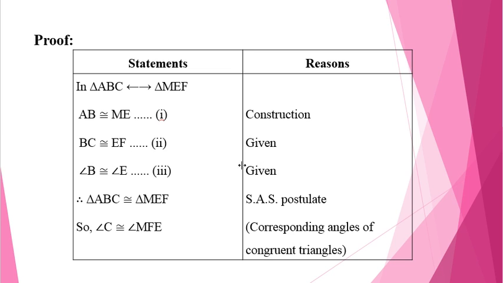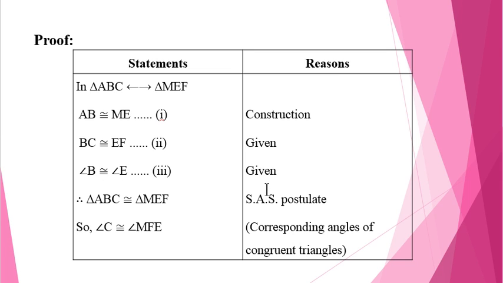It was given to us because it is the base of the triangle. Both the bases of the triangles are congruent, so it was already given to us. Now moving to the third thing, that is the angle. The angle B is congruent to the angle E.